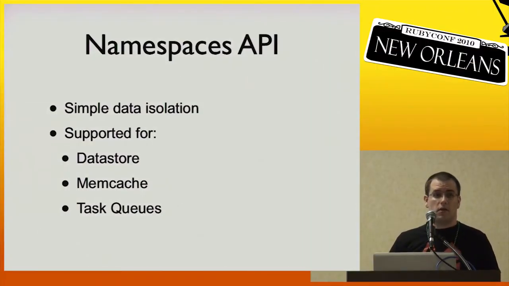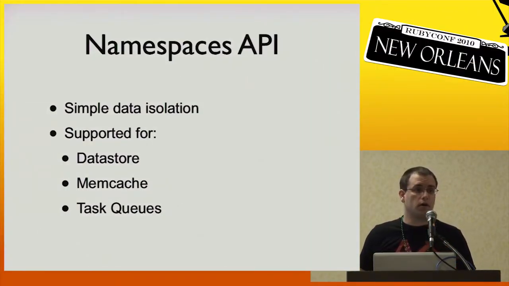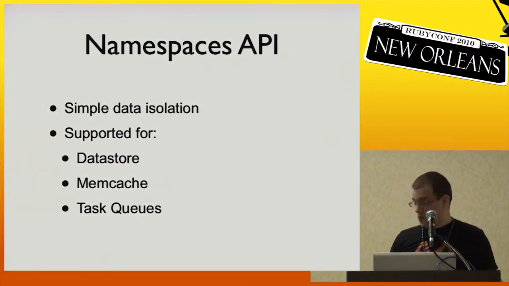We actually kind of did something already. We've had it for a while in Memcache, where you basically can set a namespace on your keys. But we're also introducing that for the data store and task queues and giving you a really clean way of introducing those namespaces.